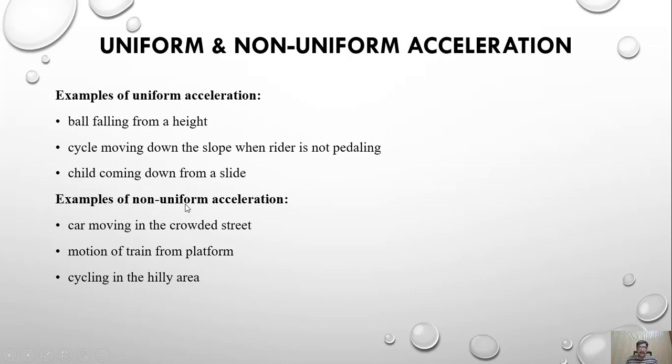Now, if we see examples of non-uniform acceleration: a car moving in a crowded street, where brakes are continuously applied, and sometimes we have to increase the speed. So it is not uniform velocity there. Velocity is continuously changing and it will be different. So we say it is non-uniform acceleration. Motion of a train from the platform onwards is also non-uniform acceleration. Cycling in a hilly area is an example of non-uniform acceleration.